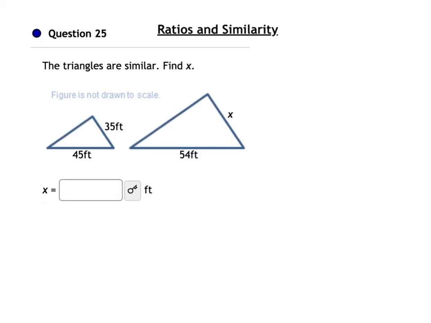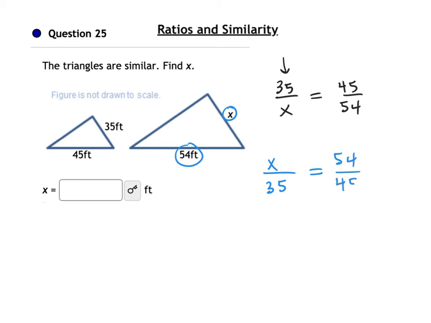These triangles are similar. We're going to find x. It would have been nice if they gave us a statement to tell which sides correspond, but you can tell by looking at the picture. It doesn't matter which triangle you start with. I could, for example, say 35 is to x, those two correspond, as 45 is to 54, and that would work fine. Or, if you like, you could start with the x and say x is to 35, as 54 is to 45, starting with the big triangle.